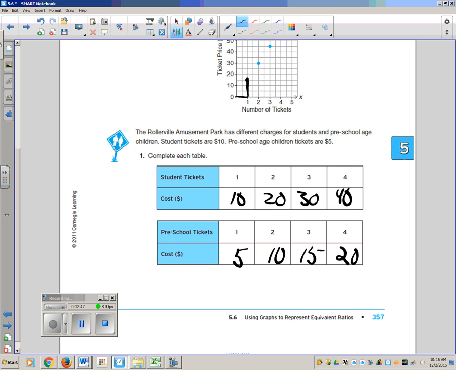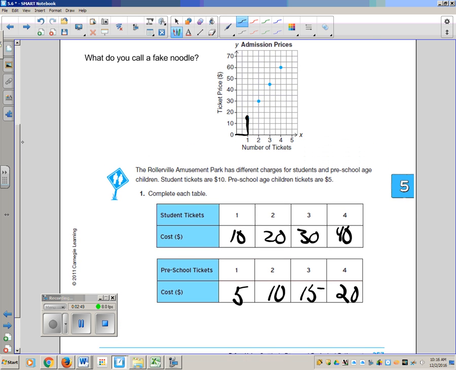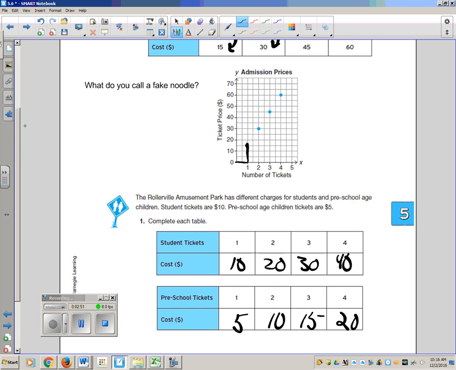Now let's graph it. That's what the next page is going to ask us. So student tickets, we use a different color. One ticket would be $10. So over 1, up 10. 2 would be 20. If you need to draw the lines, it helps. 3 is 30. And 4 is 40. You should have a straight line going up.